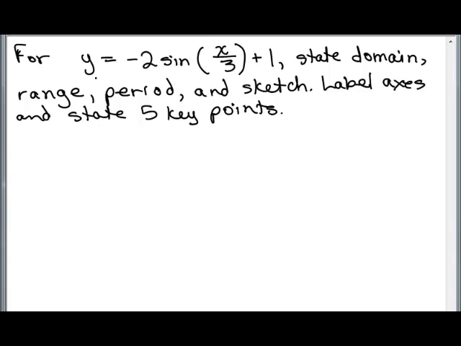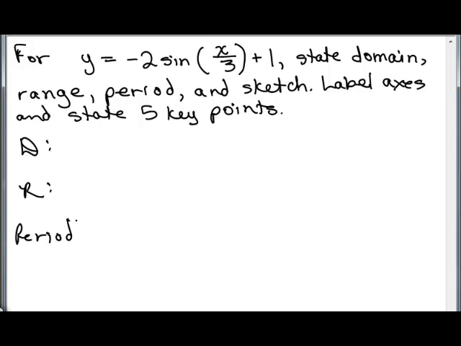All right, we're going to graph y equals -2 sine of x over 3 plus 1. We're going to state the domain, the range, and the period, as well as accurately sketch the graph, making sure we label the axes and state the 5 key points, which are the ordered pairs. So we're going to have to state the domain, right? And then we're going to have to do the range, which we can call R, and the period.